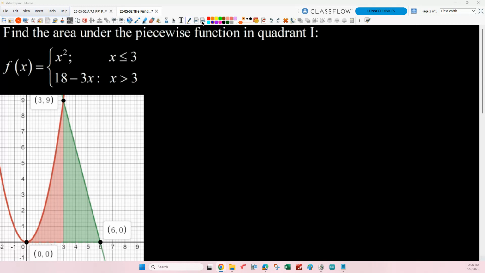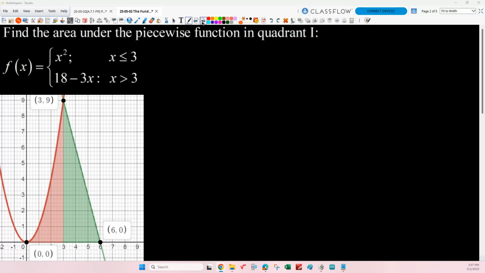Anybody see that? Okay. How would you know to do that? Well, maybe we're looking at a graph. You'd know to go from 0 to 3 because that's the end of the domain for the top piece of the function, right? And then how would you know to go from 3 to 6? Well, you just have to figure out where the x-intercept is of that line. Okay, but you could just look at a graph too. Okay? So that's all we're doing there.